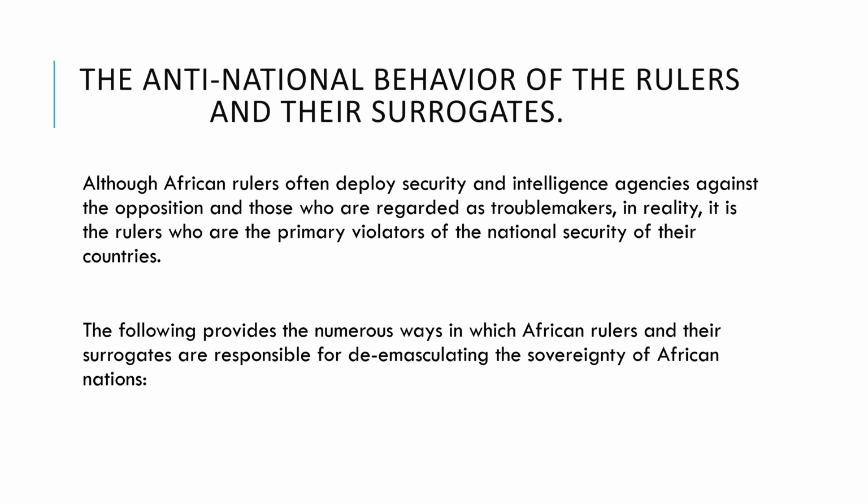Although African rulers often deploy security and intelligence agencies against the opposition and those who are regarded as troublemakers, in reality, it is the rulers who are the primary violators of the national security of their countries. So let's see how the anti-national behavior of the African rulers threatens the sovereignty of the African states. The following provides the numerous ways in which African rulers and their surrogates are responsible for emasculating the sovereignty of African nations.